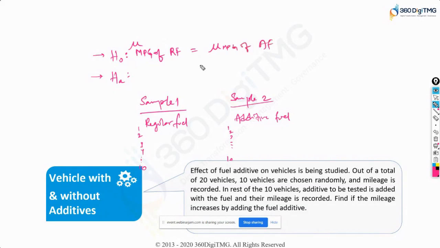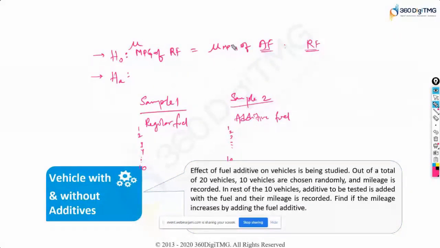If this is the case, should I take action? What is the default action here? The default action says use your regular fuel. You don't want to add anything extra, right? So if this is the case, you can clearly see that there is no effect of the additive fuel on the mileage. So in that case, I go with regular fuel, right? No action.